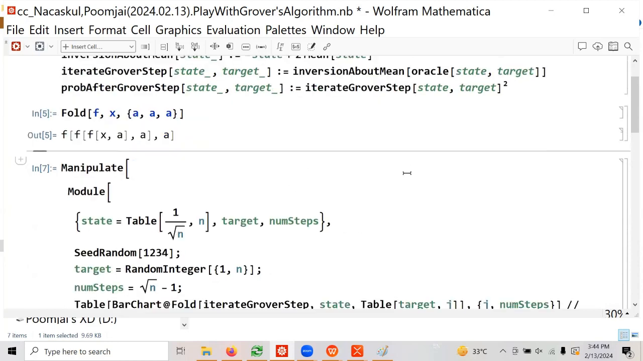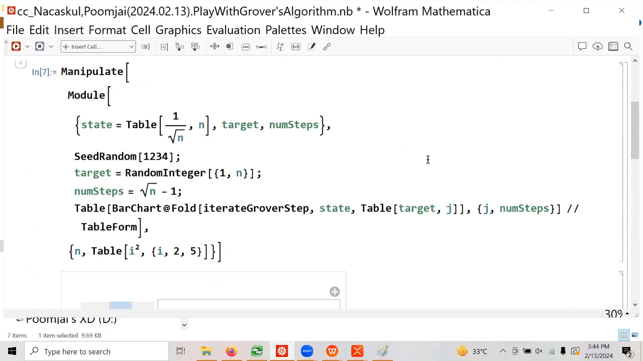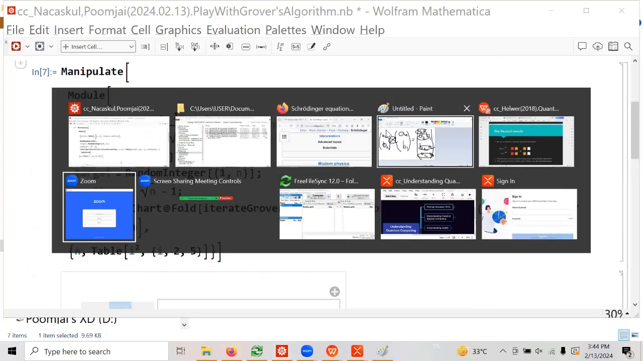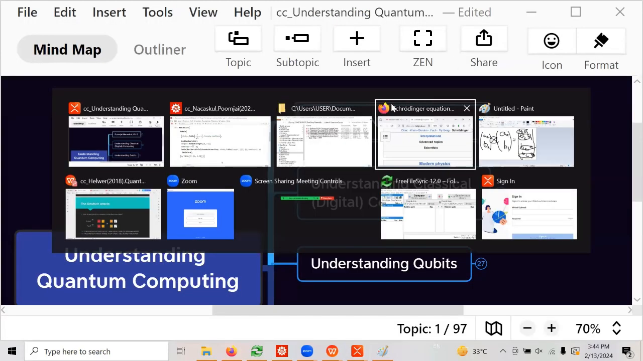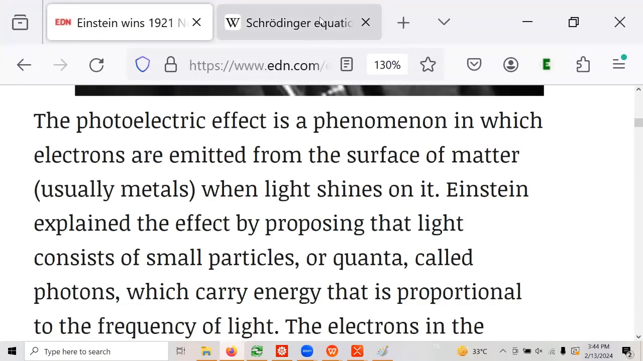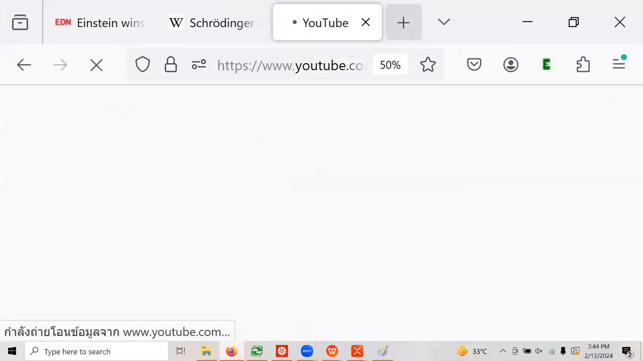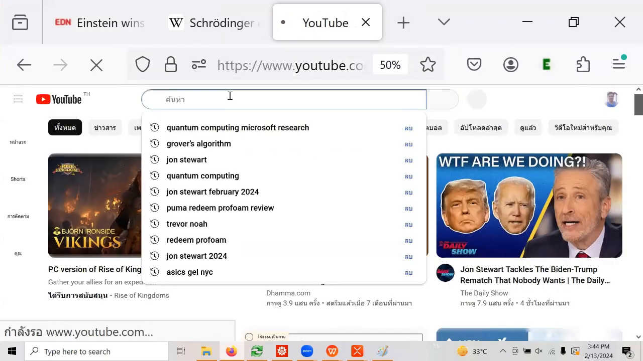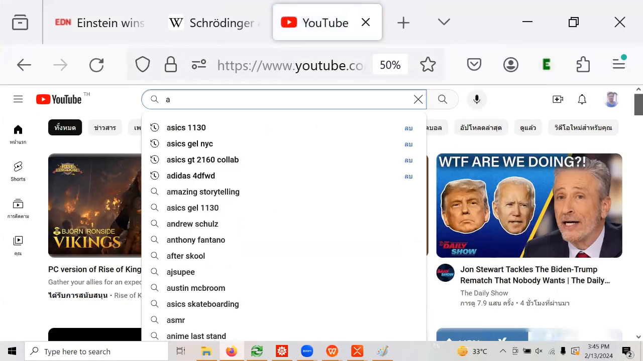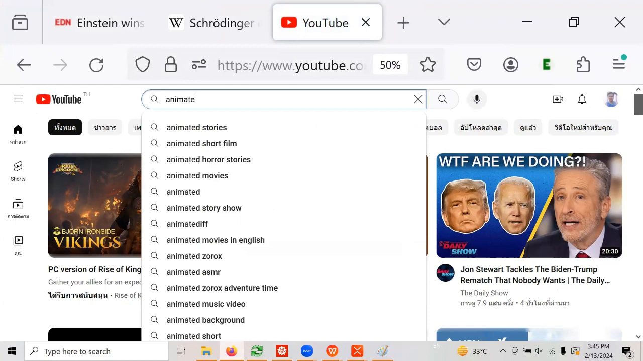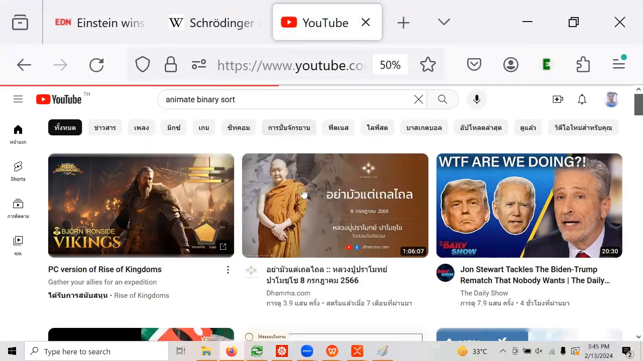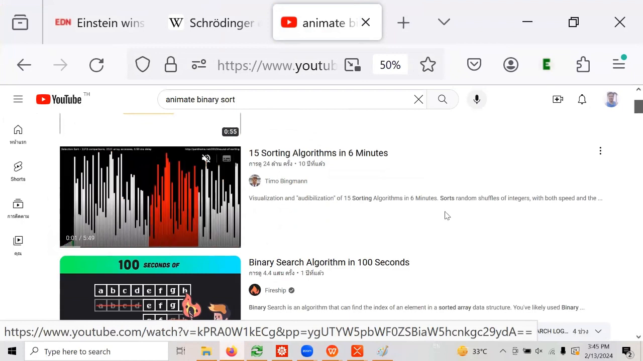You can think of this as performing the most efficient binary search in the history of mankind. Have you guys ever seen that binary? There's this very fun video actually. You should go do this. It's very entertaining. Go to YouTube. Well, binary sort is kind of like putting things in order. It's not exactly finding things, but animate binary sort. Yeah, it's this one. It's very interesting.